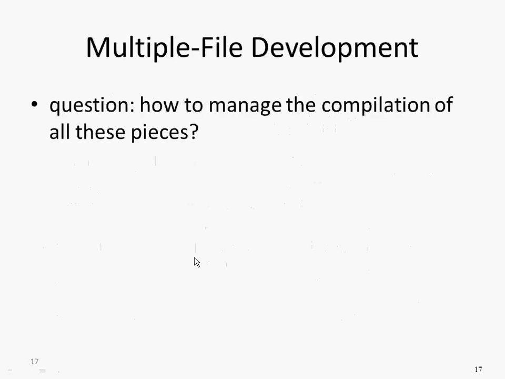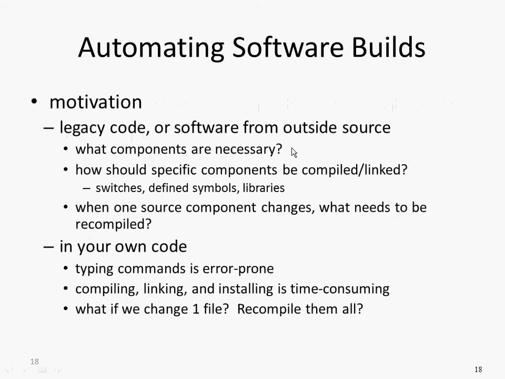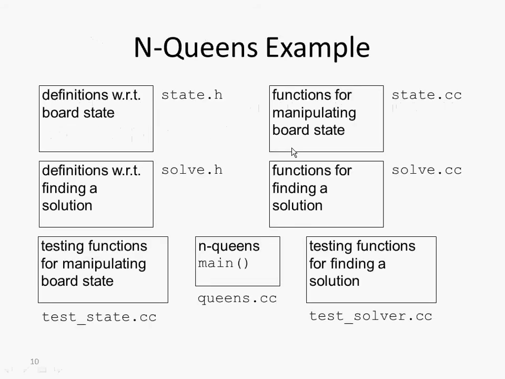The question is, how do we manage the compilation of all these pieces? Okay, so all of these things are needed. Suppose we modify one thing here. Suppose we modify solve.h. What should we recompile? Well, you tell me. I changed solve.h. I realized that there was a typo in there. Or maybe I want to change it so that we insert a new type there. What has to be recompiled? What has to be changed?